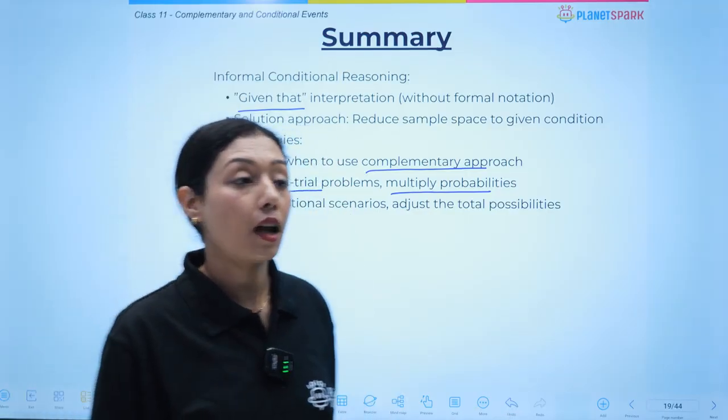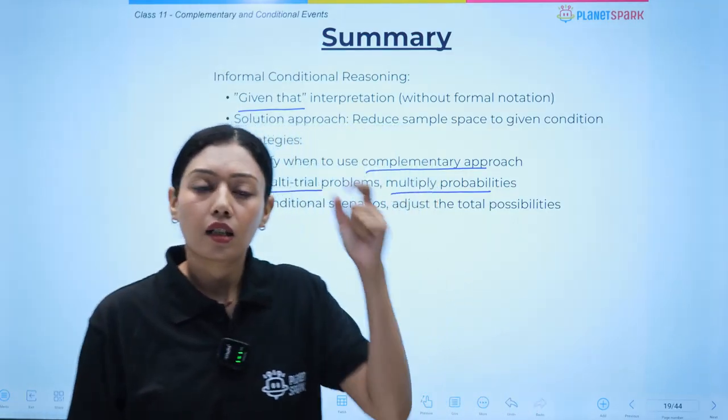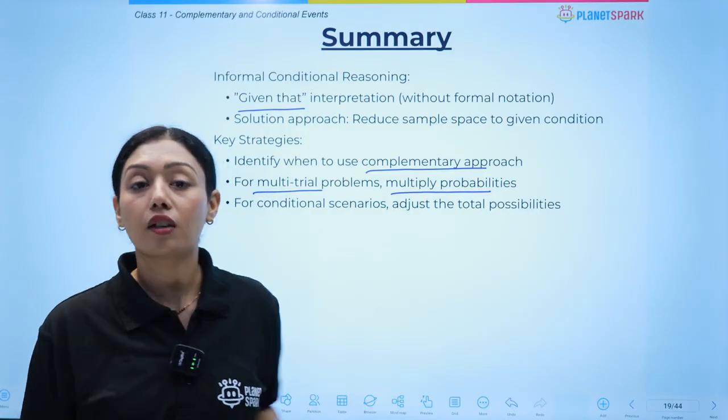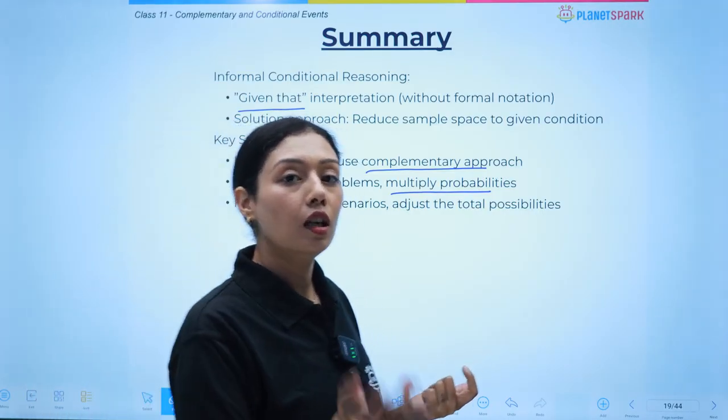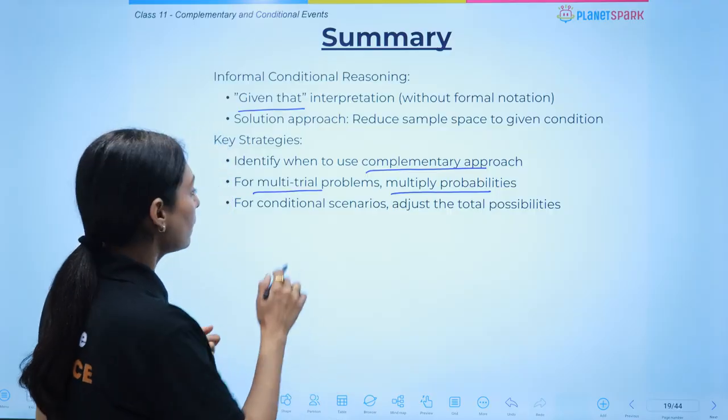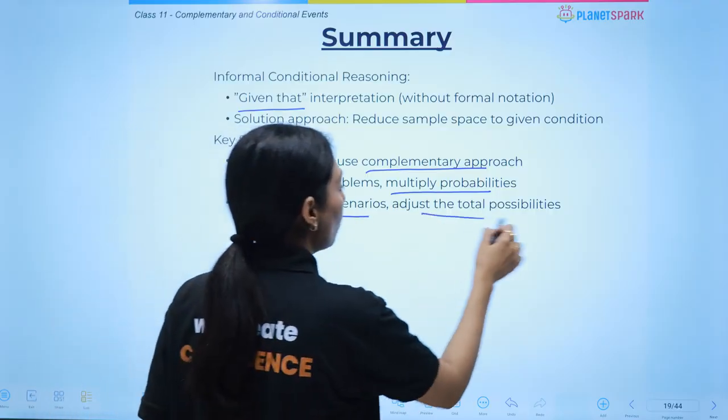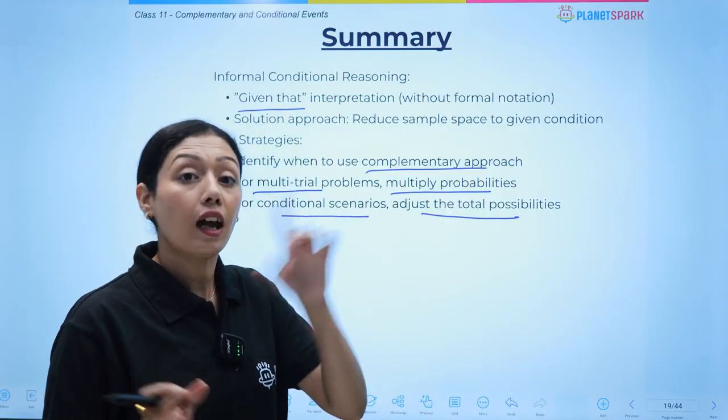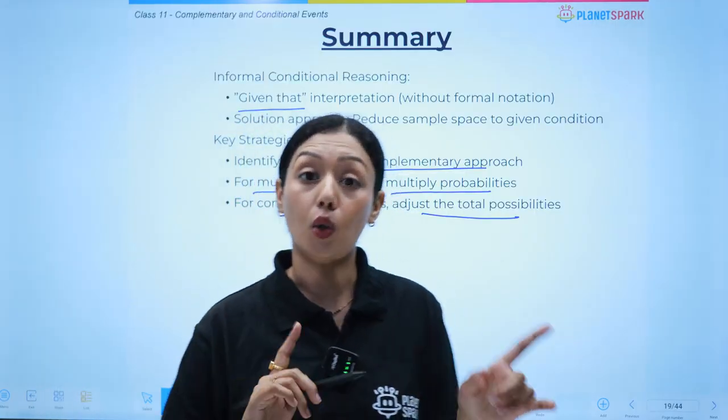There are different cases. For example, the marble question, right? 2 times we were taking the marbles. Different trials were happening. Total probability will be the product of those individual trials, right? Then for conditional scenarios we have to see how to adjust the total probabilities, right? Where to add, where to multiply, that is the main question.